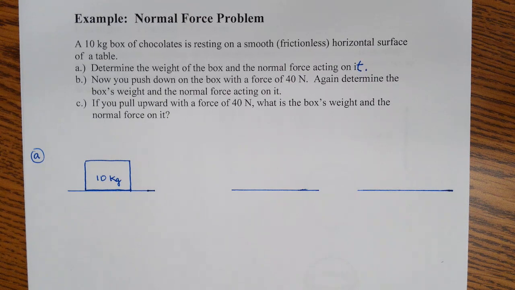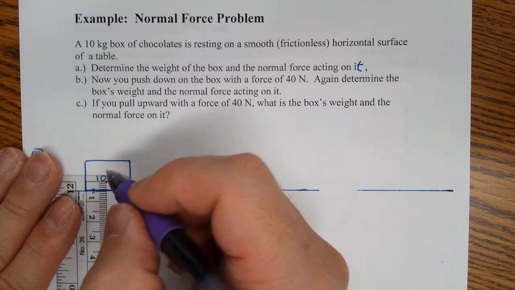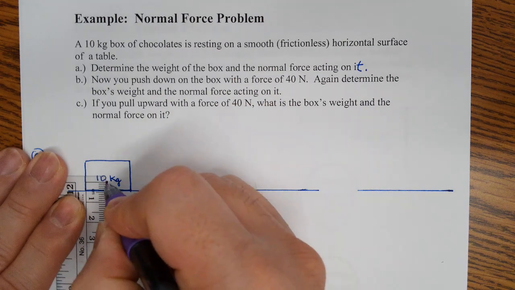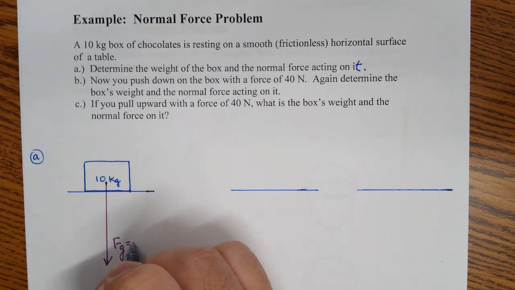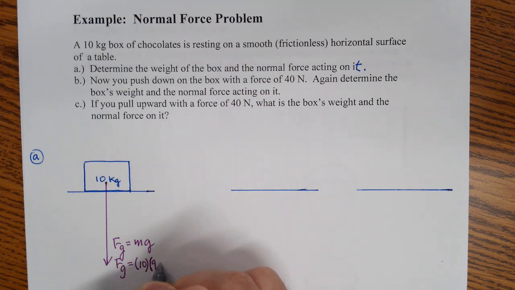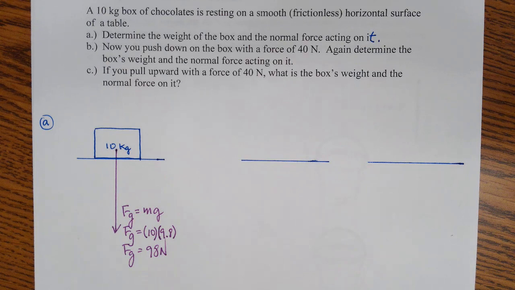Well, this 10 kilogram box of chocolate will definitely be influenced by gravity, and it will have Fg going straight down, and that is equal to mg. Your Fg is equal to mass, which is 10 kilograms, times acceleration due to gravity, 9.8. Therefore, your Fg is equal to 98 newtons on Earth, no matter what. Okay?